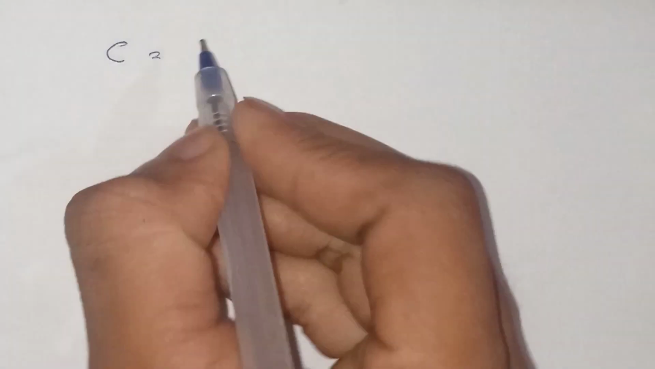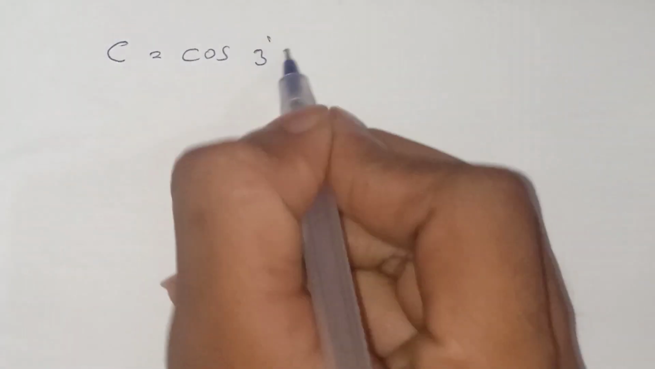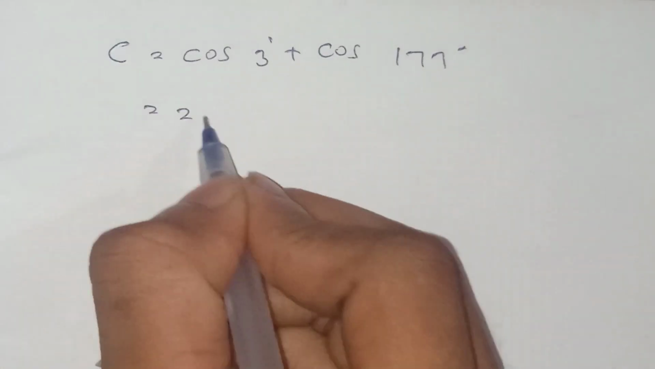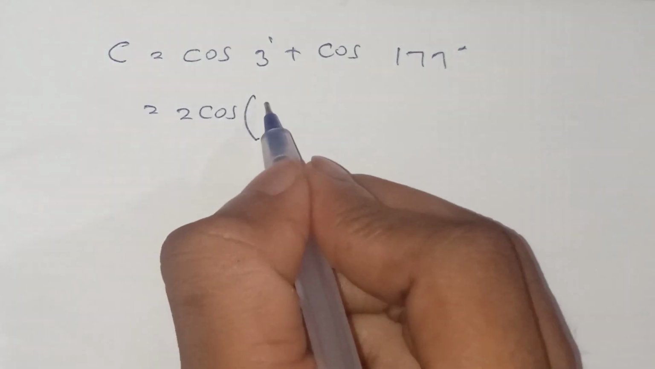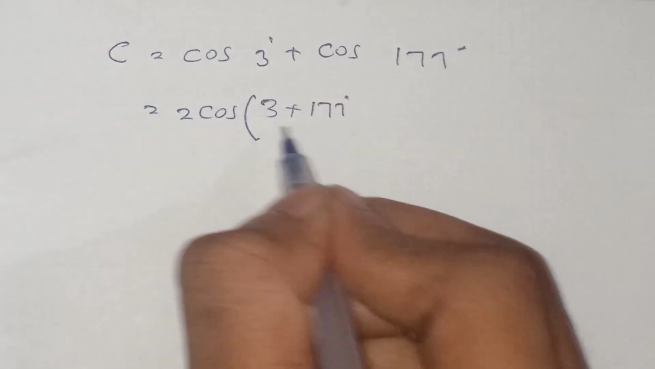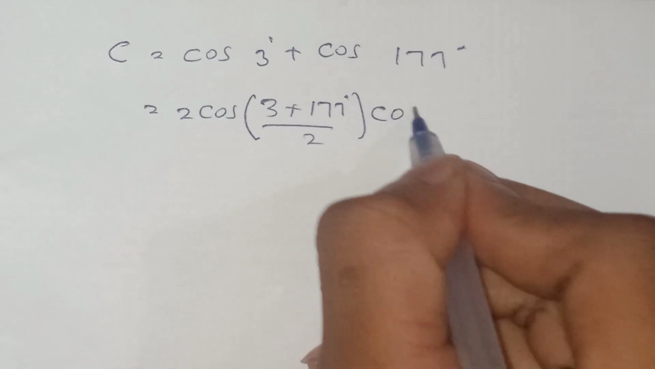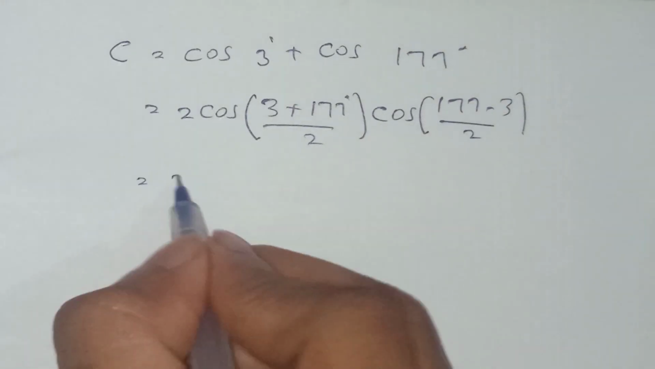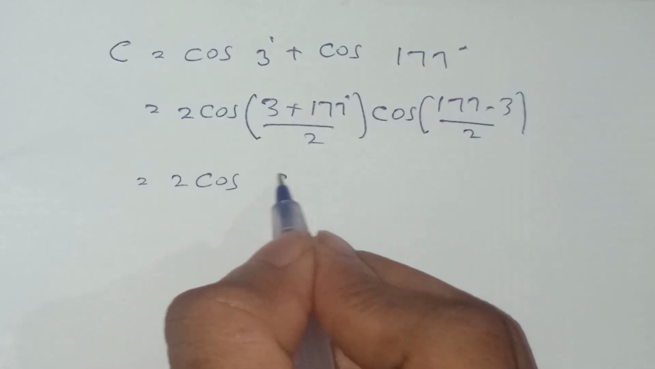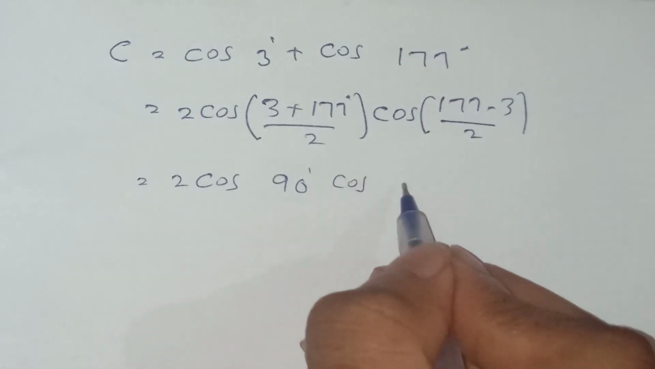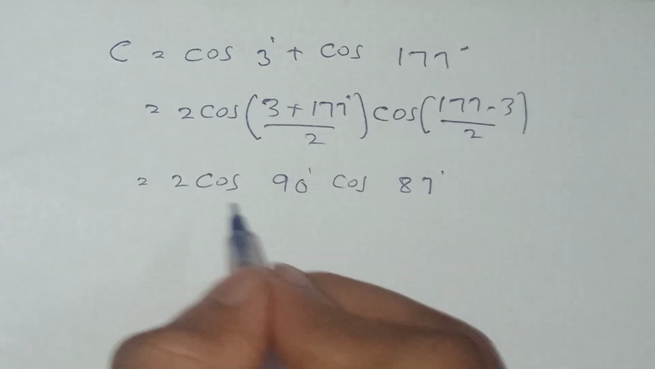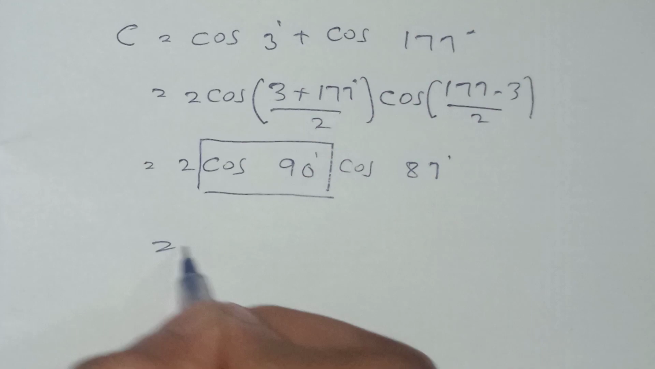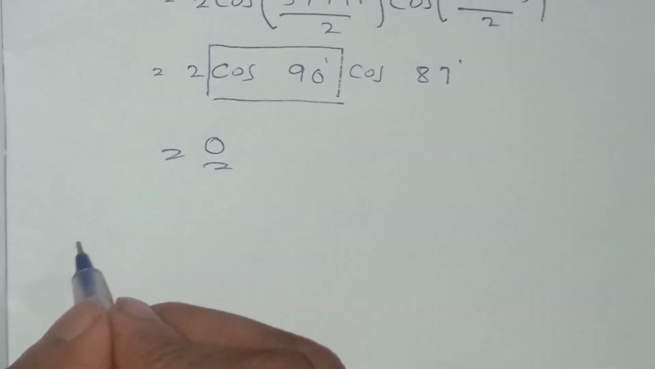And then we can check C. C equals cos 3 degrees plus cos 177 degrees. It equals 2 times cos (3 plus 177) divided by 2 into cos (177 minus 3) by 2. It equals 2 times cos 90 multiplied by cos 87 degrees. And there also we can see cos 90 degrees. Cos 90 degrees equals 0, and C should be equal to 0.